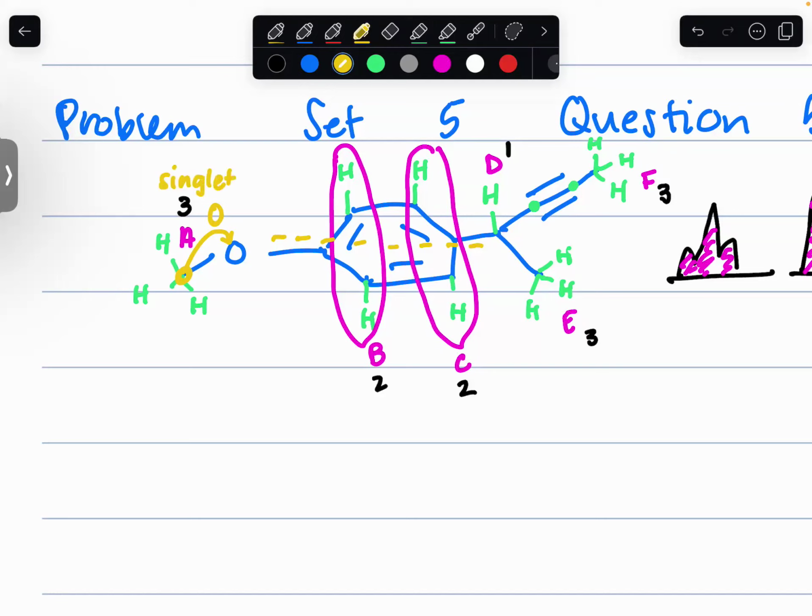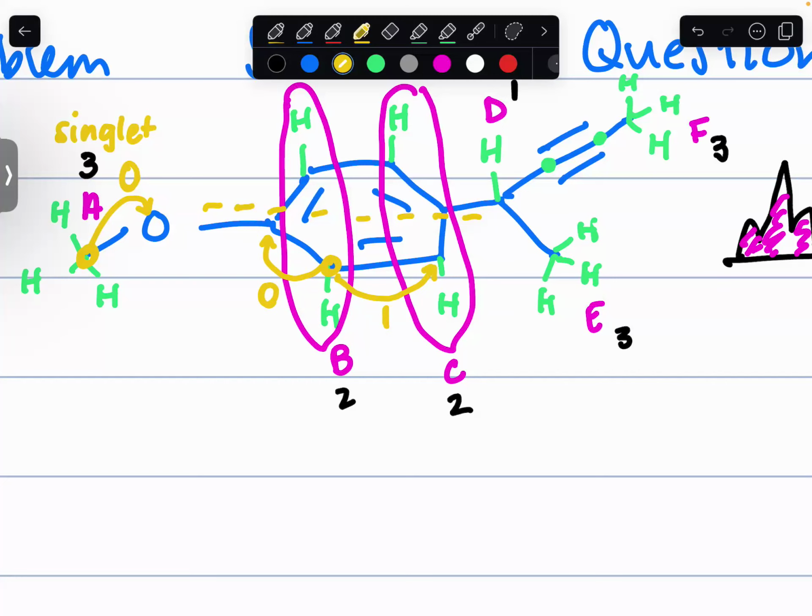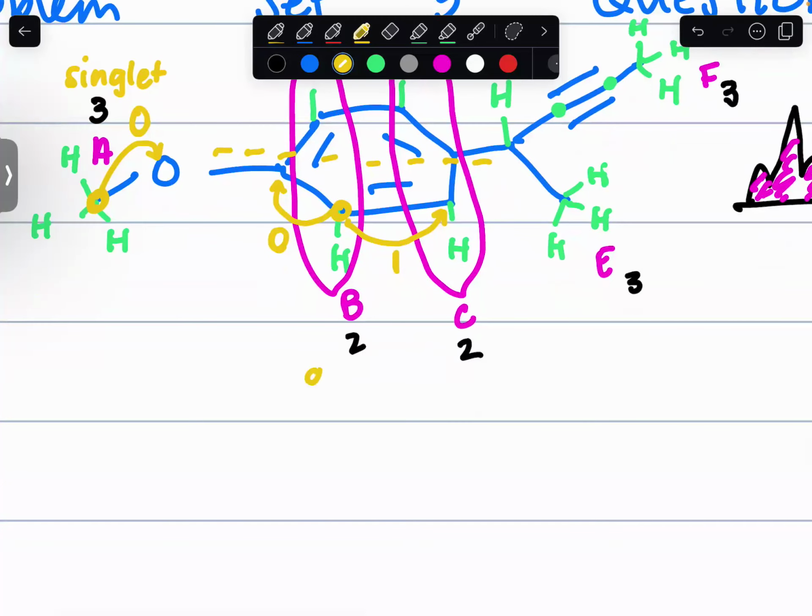Hydrogen's bonded to either the carbon or the oxygen. So in this case, we're looking at an oxygen. But with B, we're going to look at this neighbor and there's 0 protons. We're going to look at this neighbor and there's 1. So we have 1 neighbor, n+1. So we would expect this to be a doublet. Because they're symmetrical, so they see the exact same thing.